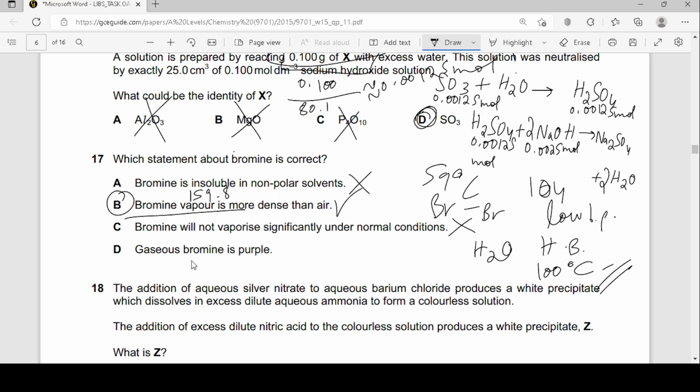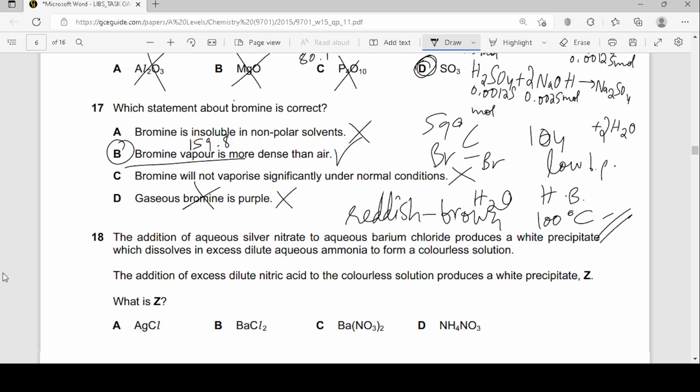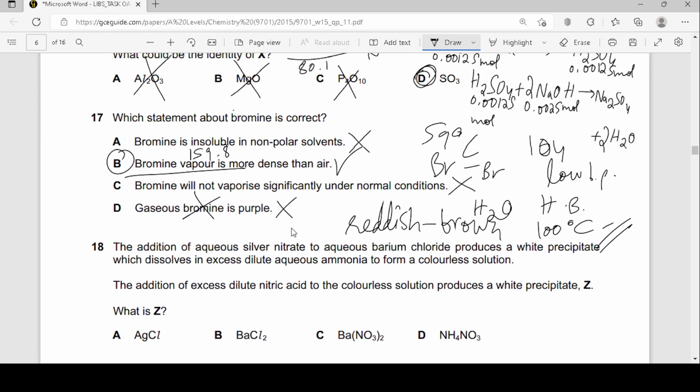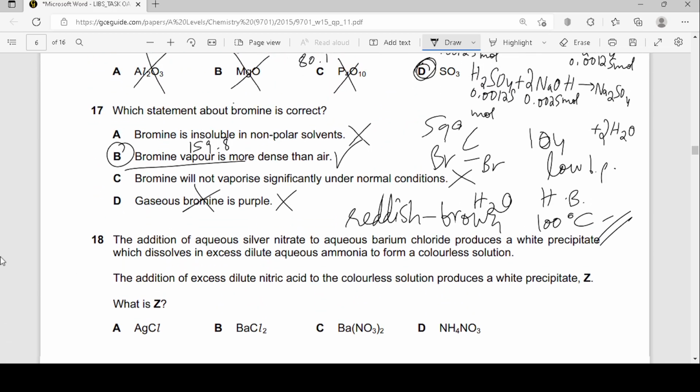So that's wrong. Gaseous bromine is purple? No, it's reddish brown. Gaseous iodine, on the other hand, is purple, but this is wrong. Gaseous bromine is not purple. So the answer is B. Bromine vapor is more dense than air, which is why we collect it by downward delivery. Am I right? Yeah. Okay.